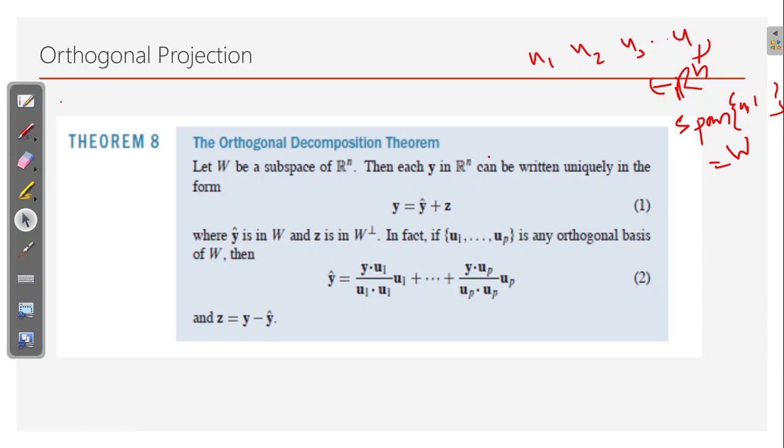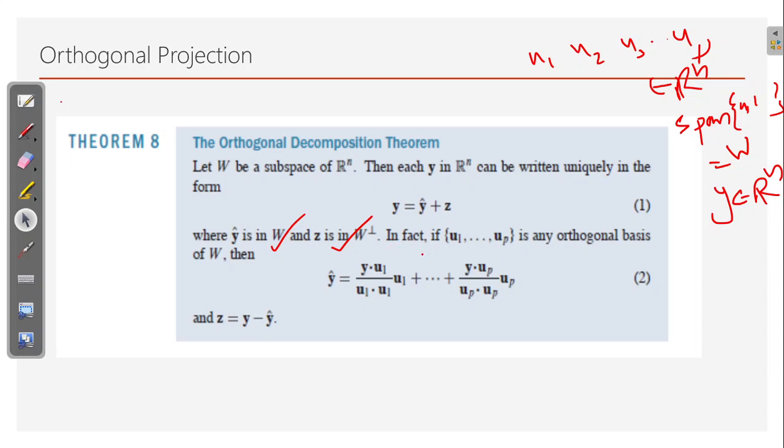So let W be a subspace of Rn. Take an arbitrary vector y which belongs to Rn. Each y in Rn can be written uniquely, or decomposed, into two vectors: one vector will be y cap and the other will be z, where y cap is in W and z is in W perpendicular, that is, the subspace perpendicular to W.